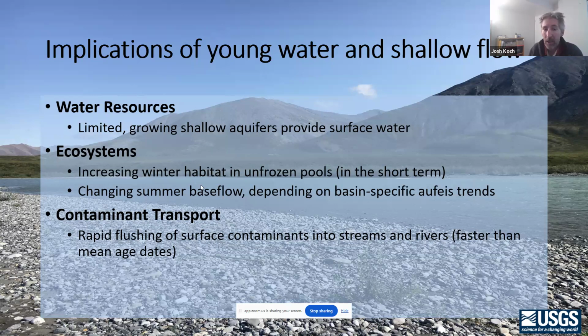When we think about contaminant transport, our age tracers provide a mean age, where we realize, of course, that when it comes to the movement of solutes, that can happen much faster than those mean ages. So where we're talking about a range of ages from 0 to 30 years, really when we think about contaminant transport, it's likely that those timescales for moving contaminants into these river systems is much faster.